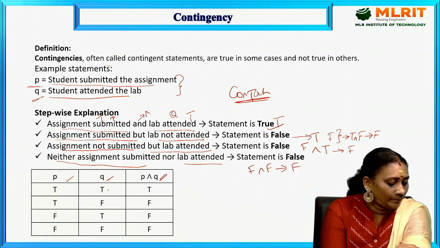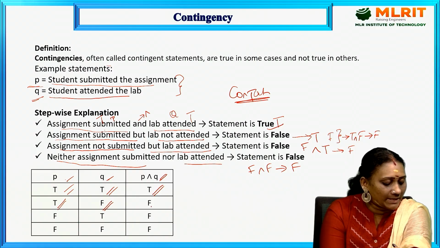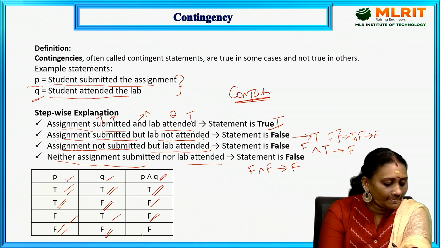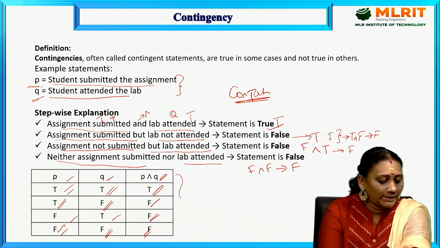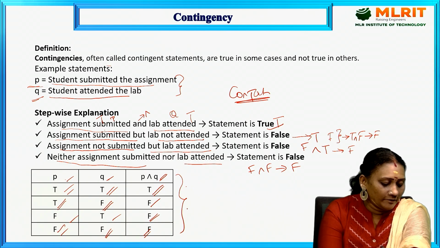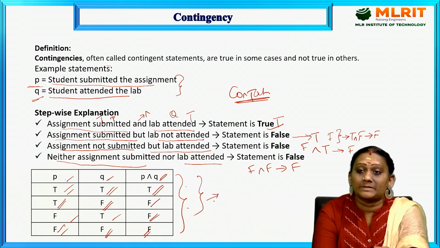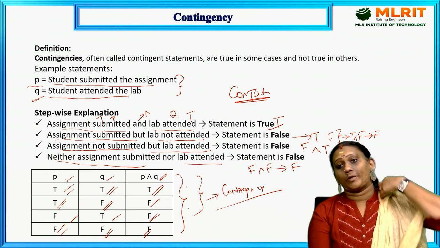True, true: if both statements are true, then my particular output value is true. If one statement is true and the other statement is false, the output value will be false. And in the case where both are false, the output value is false. So if we observe the last column, whatever output we expect is a combination of both true and false values. In such cases, we call this particular logical expression a contingency. So this is what a contingency looks like.